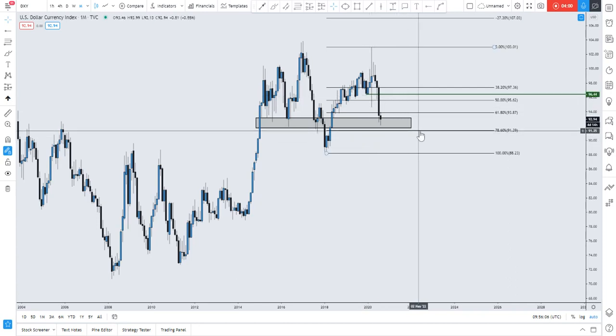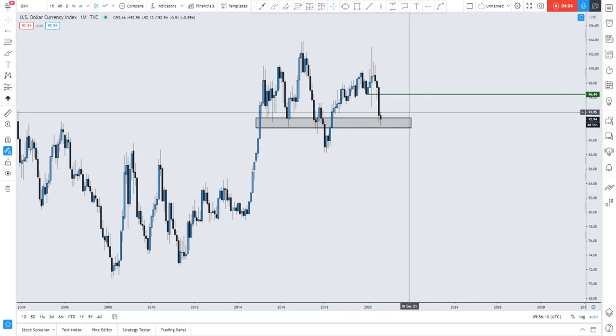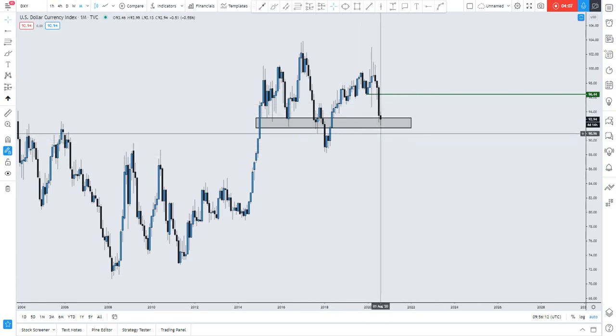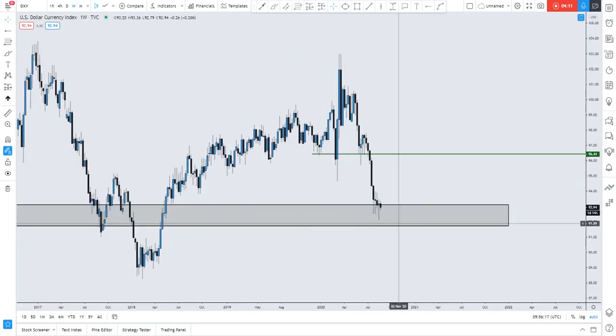So I can take away these fibs because it's of no use to me. I've kept in mind, okay, price is in between the 61.8 and the 78.6 fib level. So now I can drop down to a lower time frame, which is the weekly time frame. Now on the weekly time frame, what do we have? We can see last week we had an indecision candle. And this week's candle is yet to close.